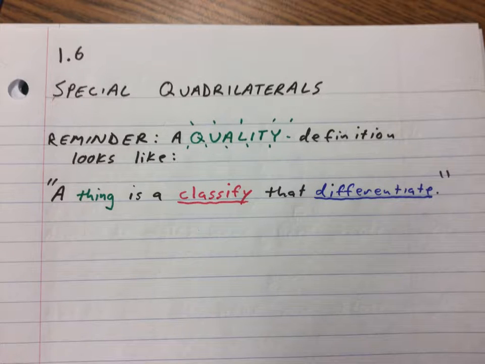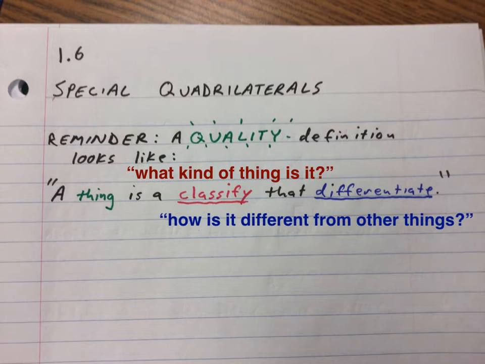We're going to start off with a reminder of a quality definition in geometry, right? The thing that we're looking to define. First, we classify it. In other words, we say what kind of thing it is, and then we differentiate it by saying how that thing is different from other things.